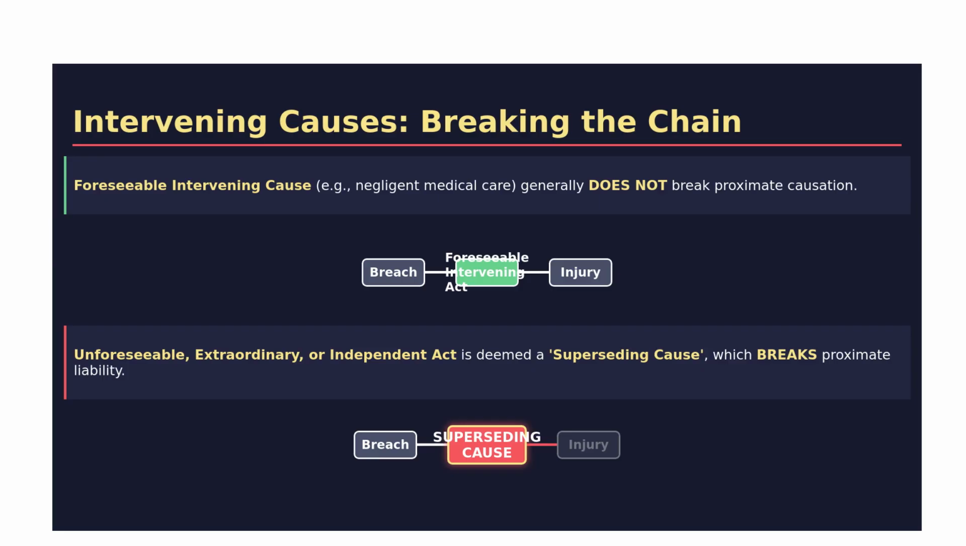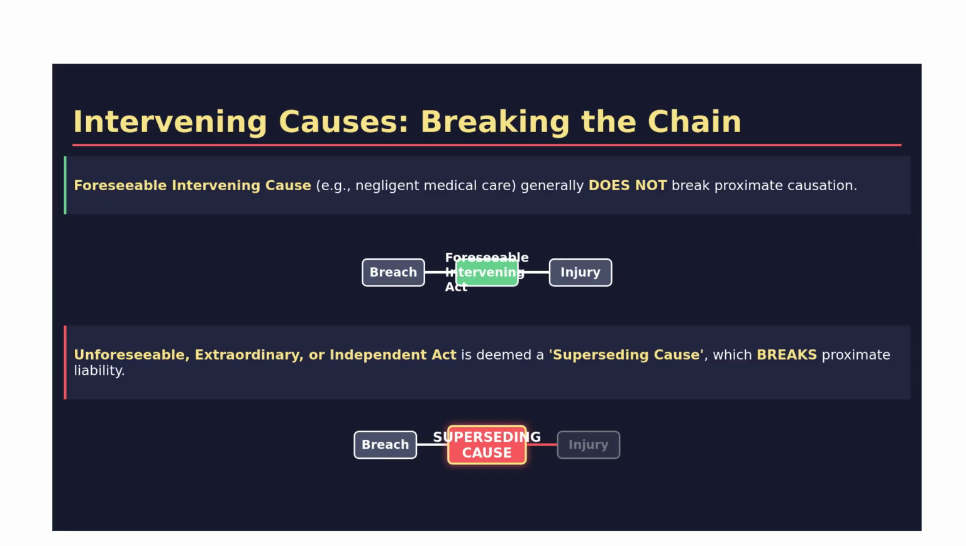If the intervening cause is a foreseeable consequence of the initial negligence, such as negligent treatment by emergency medical personnel, it generally does not break the chain of proximate causation. The original defendant remains liable for the resulting harm.